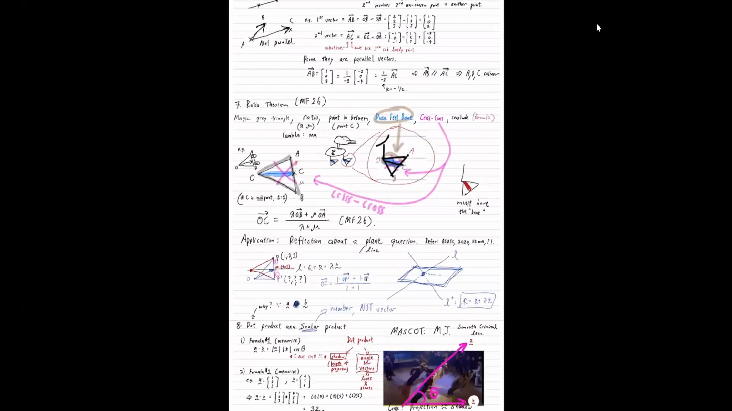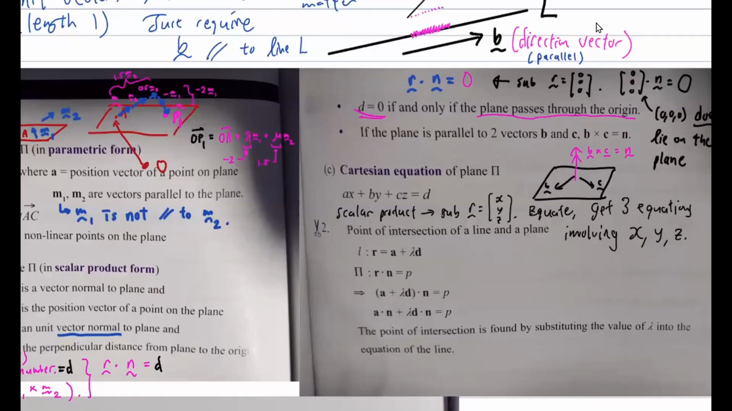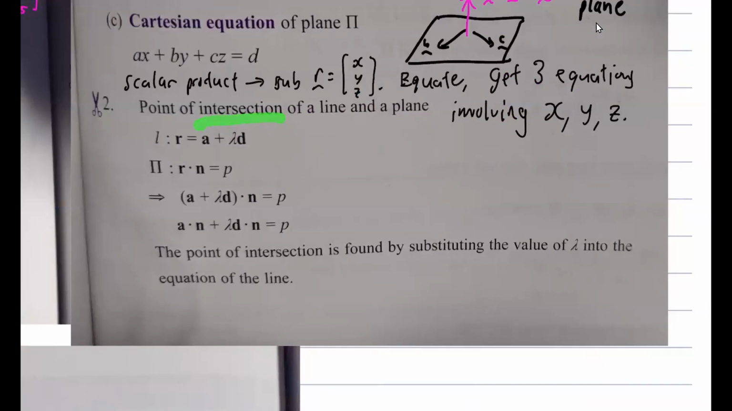So please ignore the scissors. The scissors there, I took it from some book. They say cut away from syllabus, but actually it's still there. Okay, so how do you find the point of intersection between a line and a plane?